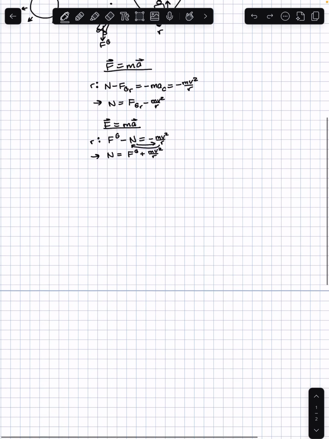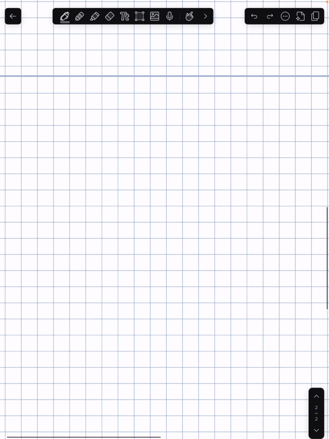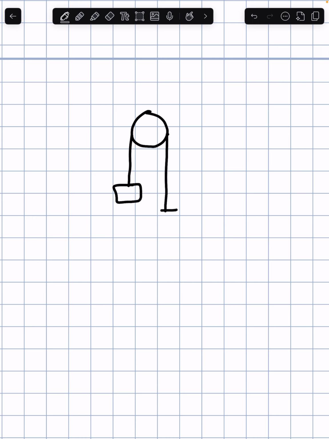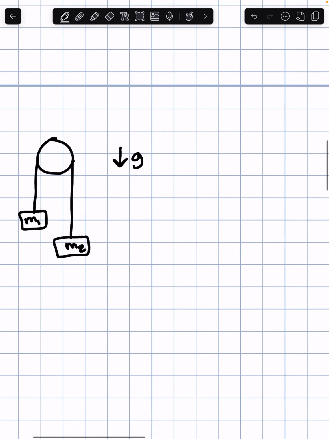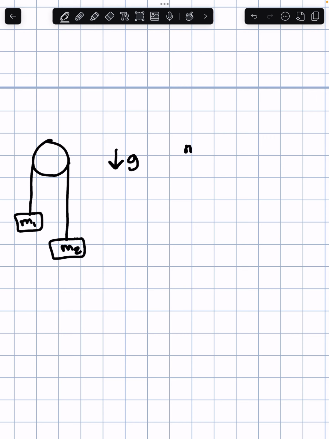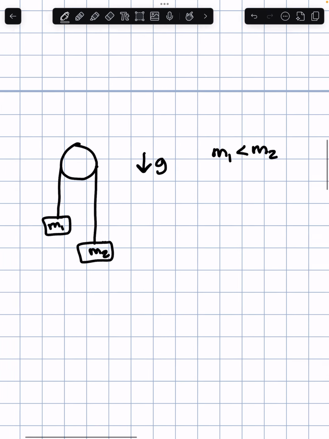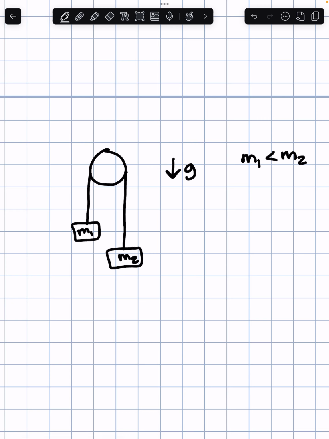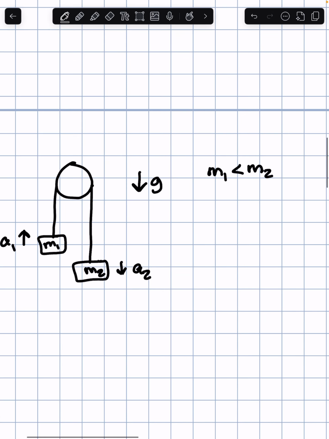So let's briefly look at an Atwood machine, just as an application of Newton's second law. We're going to have M1, M2 with gravity acting downward, and we are going to consider that M1 is going to be less than M2, which means that M1 will accelerate upwards with A1, and M2 will accelerate downwards with A2. Now we're going to consider the downward direction this time to be positive.